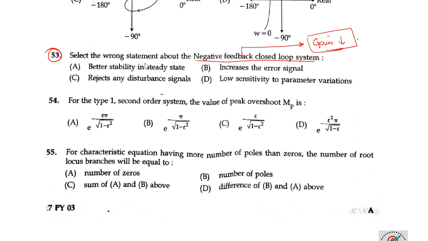It will provide better stability, low sensitivity to parameter variations, and rejects any disturbance signals. But increases the error, this is a wrong statement. It is going to decrease the error signal. That is the reason we are studying this closed loop feedback system. So among these options, B is the wrong option.